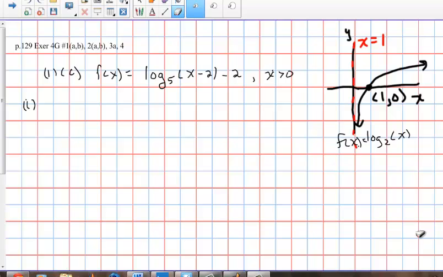So we are given the function f of x equals log base 5 of (x minus 2), and then minus 2. And here they say that x is greater than 0. Now, this right here is not the function, but this is the function of log base 2 of x. It's just a sketch. And so what we can see is for the parent function here, the vertical asymptote is actually at x equals 0.